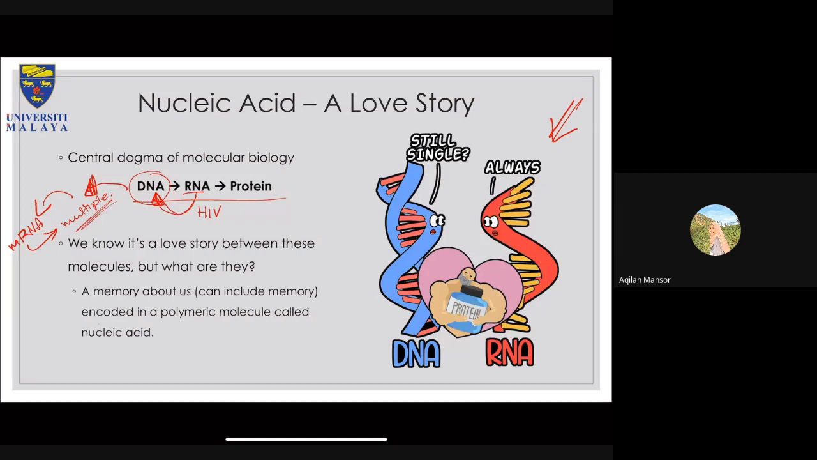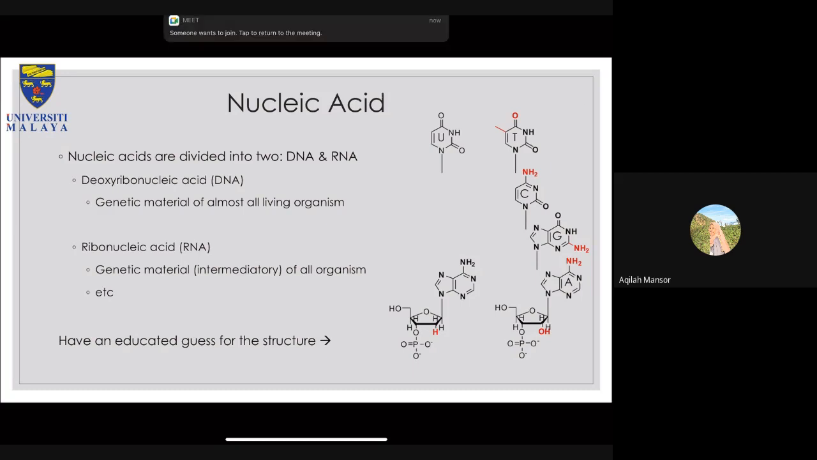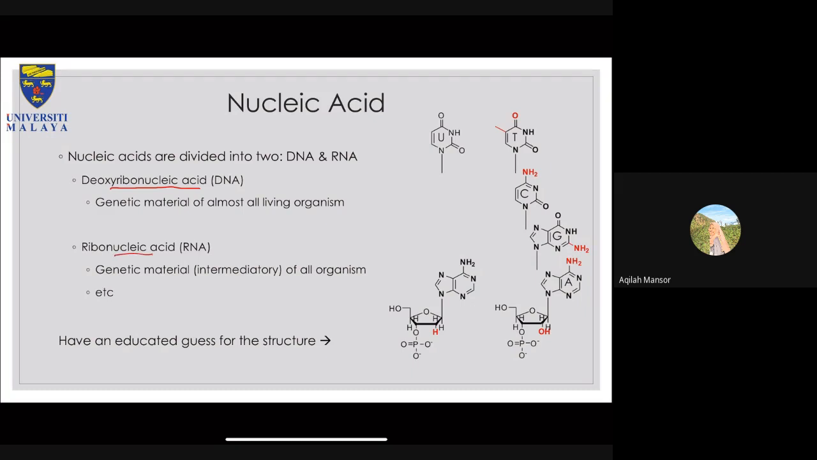Okay, so it is encoded in a polymeric molecule called a nucleic acid. So that is the general term: nucleic acid. Nucleic acids are generally divided into two categories. Of course, there are multiple more subcategories that we will look at in the next few slides, but in general, there are two categories. One is called deoxyribonucleic acid, and the second one is ribonucleic acid.